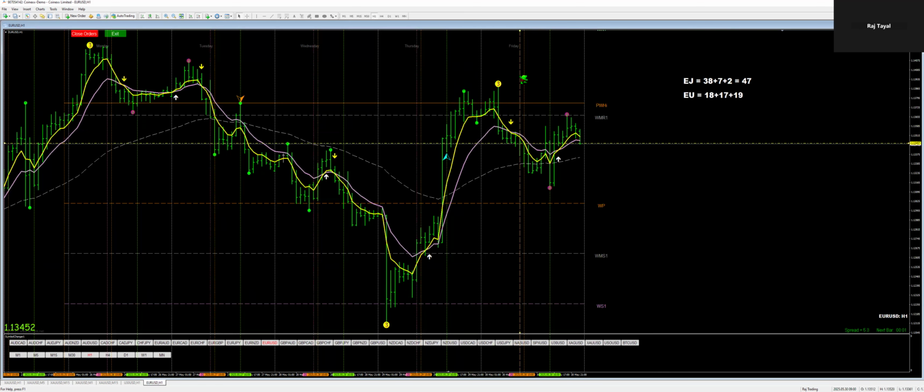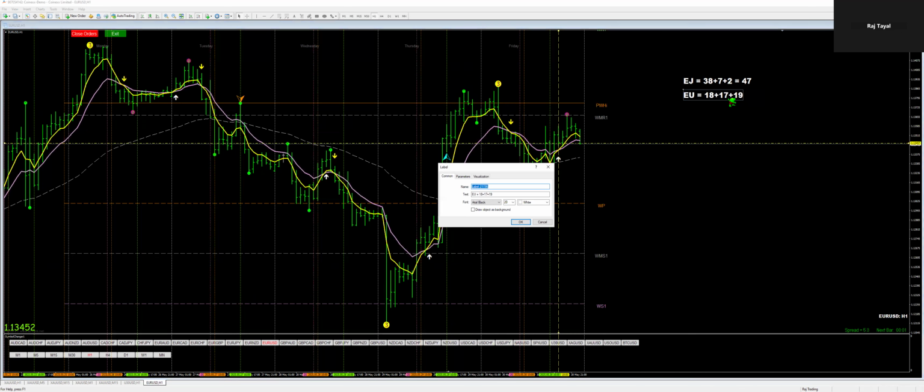And we come to Friday. Got a 4-hour long 3 ball here, no trade. So this is 36 and 18, 54 pips.